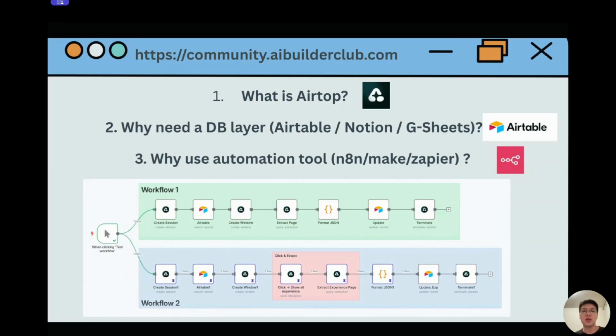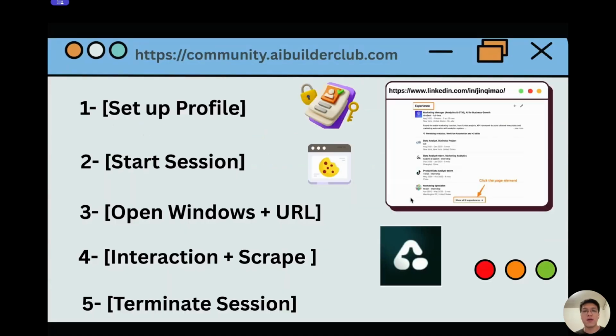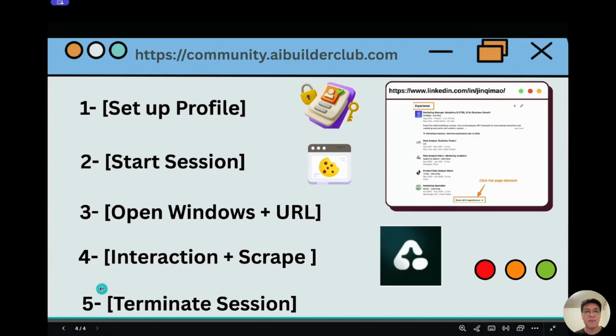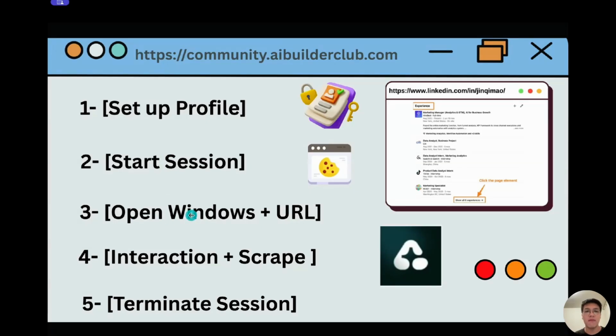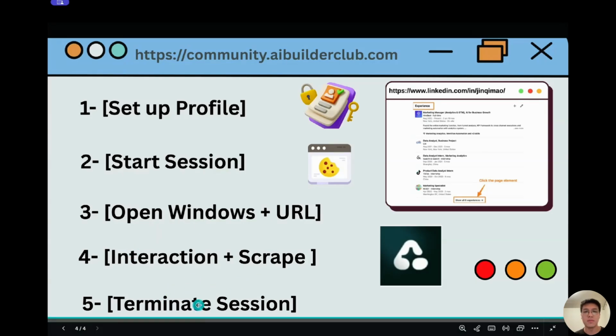Great. Let's move into the third part, the automation tool. I will show you a 5-step flow to manage your Airtop script session in a workflow reliably with the Airtable node. First, set up the profile online using the UI feature. Then, we will use the workflow to do steps 2 to 5. We create a new session, open a window with the LinkedIn profile saved in the DB layer, do the scrape or interaction, then terminate the session.